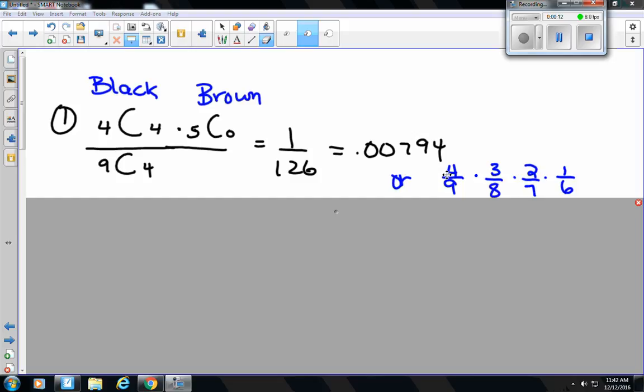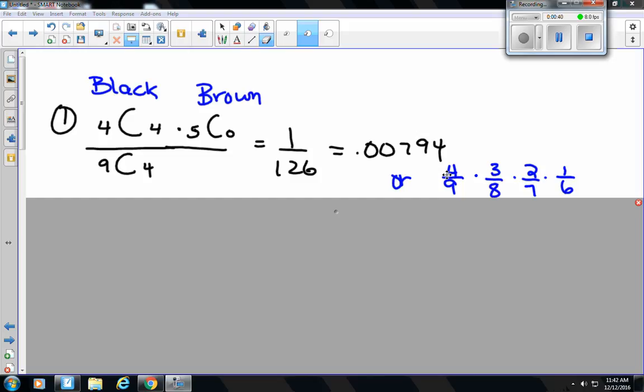So the numerator in a probability function needs to represent favorable outcomes. The denominator needs to represent total outcomes. So if you'll maybe write that at the top of your paper and let that be your focus, favorable out of total. So this question says, I want to know the probability that all of them are black.